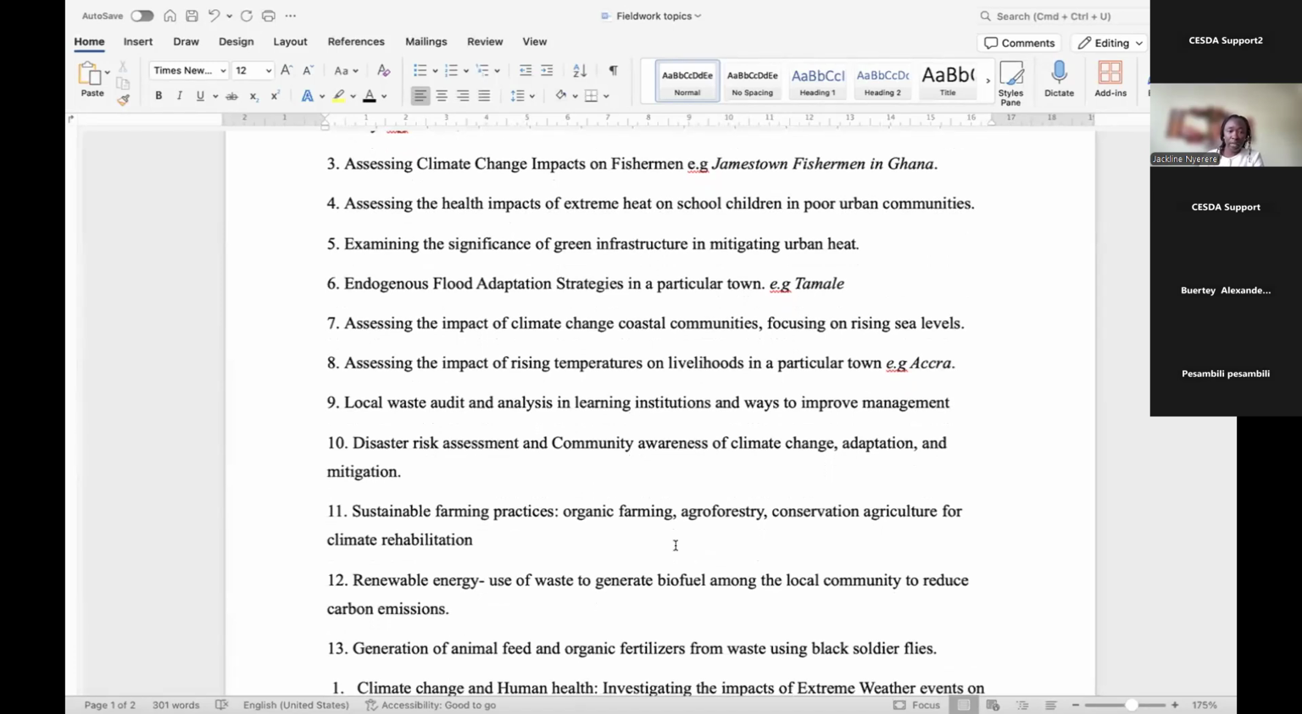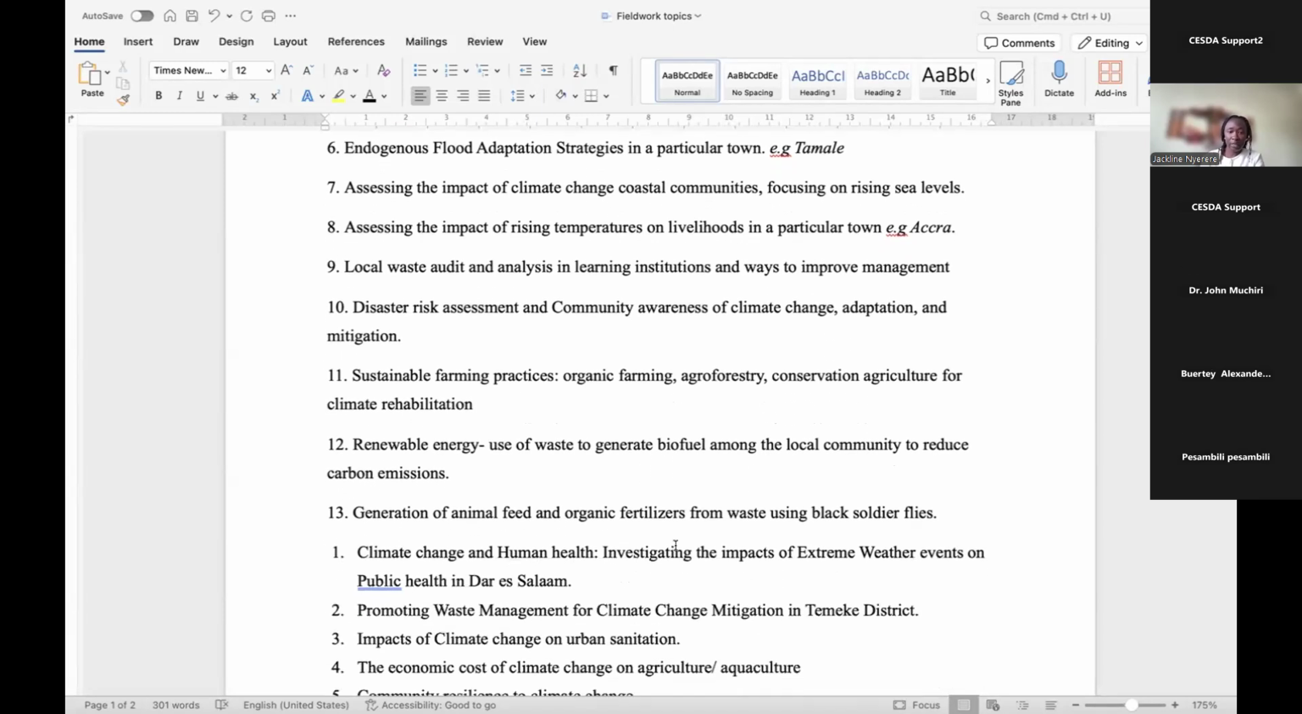Number 7, we have assessing the impacts of climate change on coastal communities. Again, many of these are related to coastal communities because of the institution that proposed this. Assessing the impact of rising temperatures on livelihoods in a particular town. Again, coastal waste audit and analysis in learning institutions and ways to improve management. So again, this can be in schools or in universities.